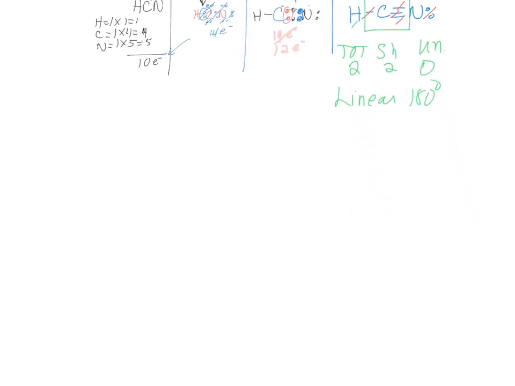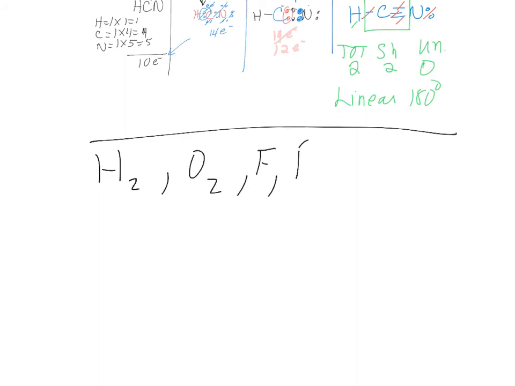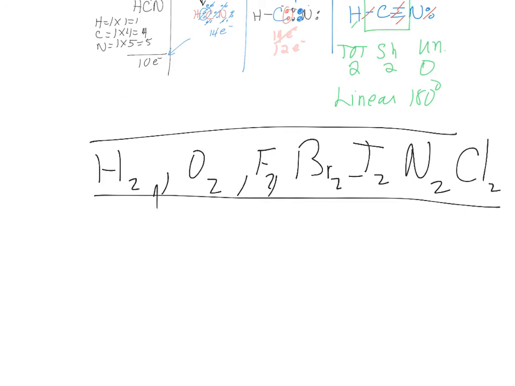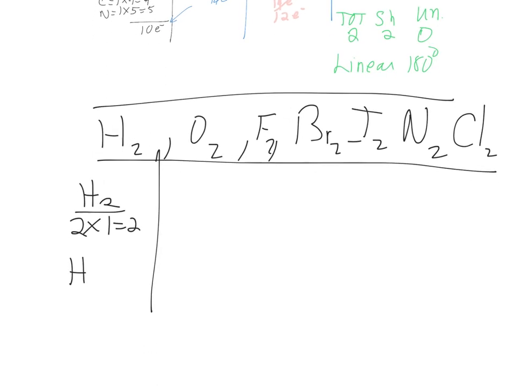One interesting thing is the diatomics. Remember the HOFBrINCl? Hydrogen, oxygen, fluorine, bromine, iodine, nitrogen, and chlorine. Okay, when you work these out, hydrogen has 2 times 1. So hydrogen's Lewis dot structure simply looks like this, which is H-H. There's a single bond in between the hydrogen.